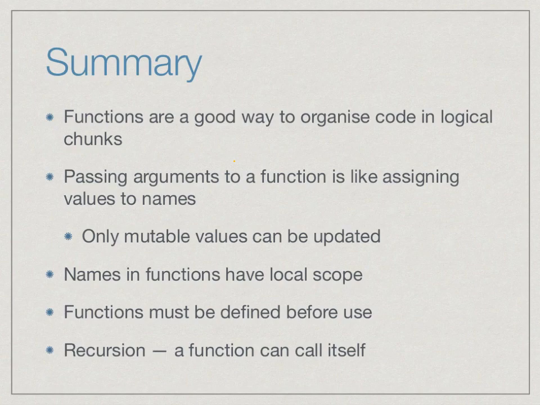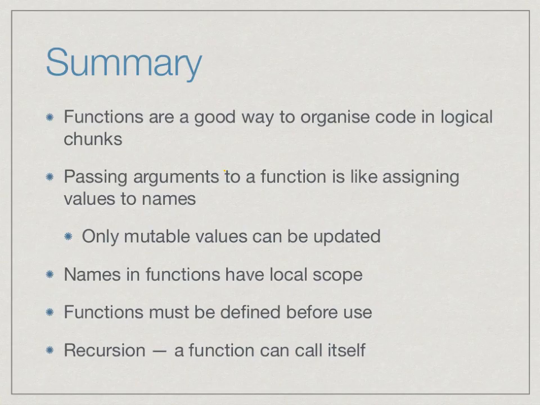So to summarize, functions are a good way to organize your code into logical chunks. So if you have a unit of computation which is done repeatedly and very often done with different possible starting values, then you should push it aside into a function. If you break up your code into smaller functions, it's much easier to understand, to read, and to maintain. When we pass arguments to a function, it's exactly like assigning values to a name.